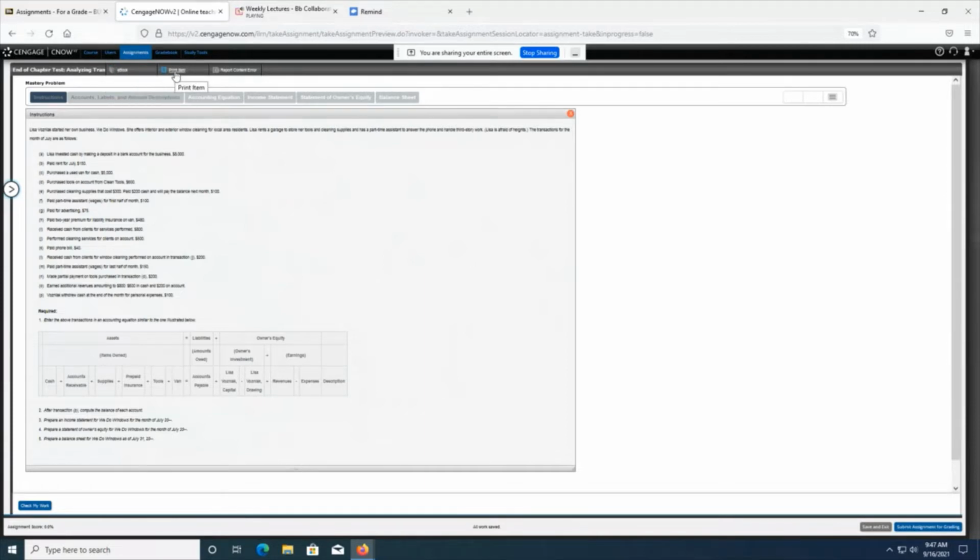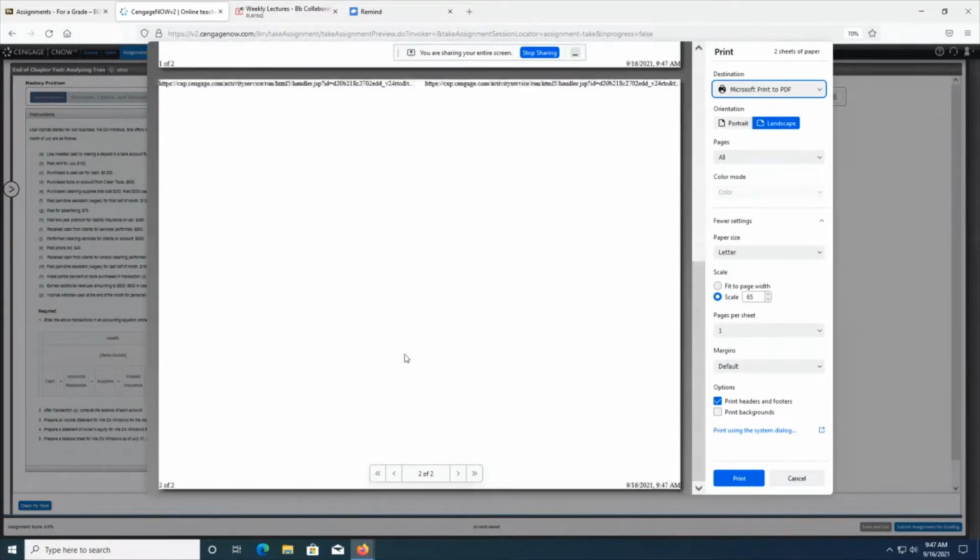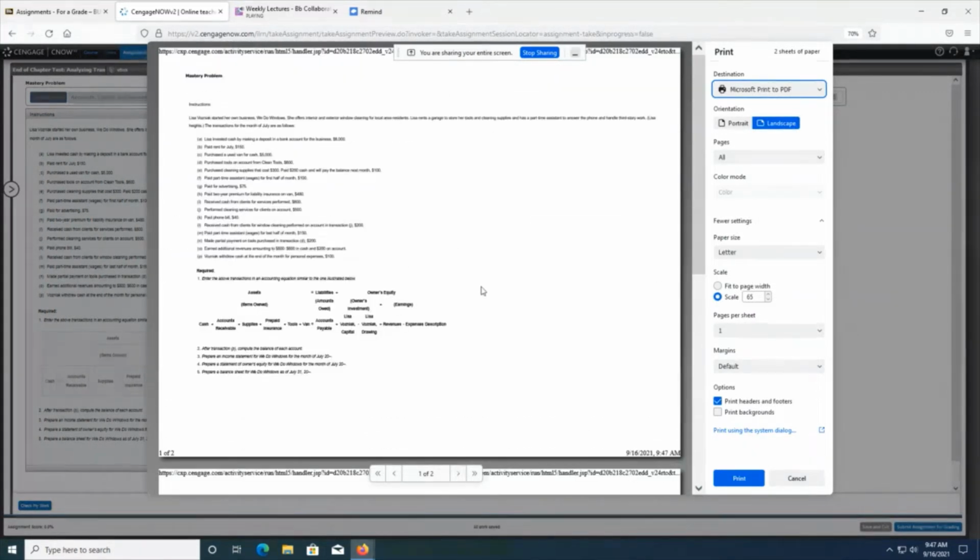So I want to print the item. So I'm going to click on it, and it's preparing it for preview. For some reason, the way I have to do it on this one is that I have to scale it down to 65% and make it landscape in order for it to print. But it is printing to PDF because, as I said, for some reason this computer in the lab isn't hooked up.